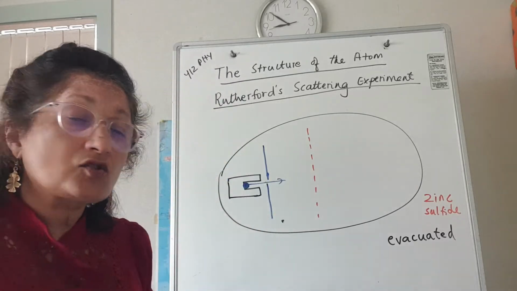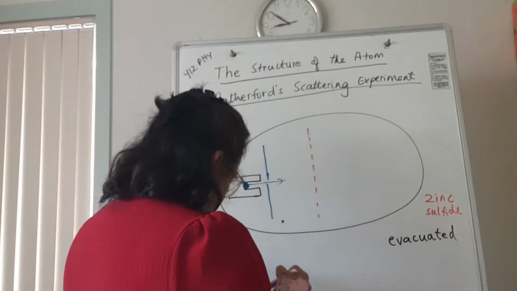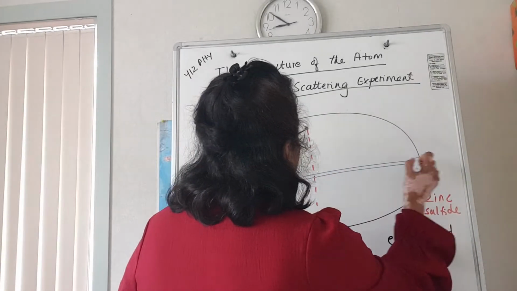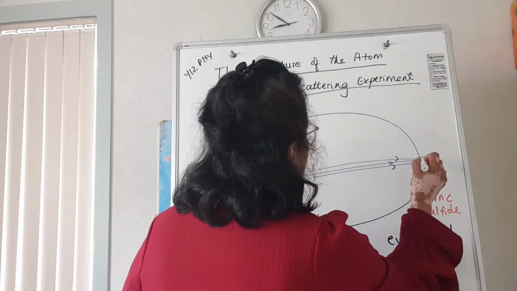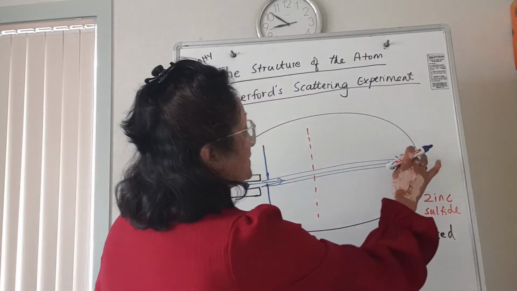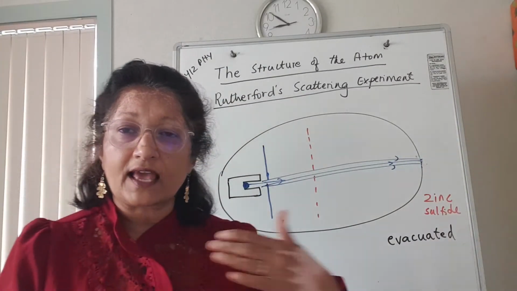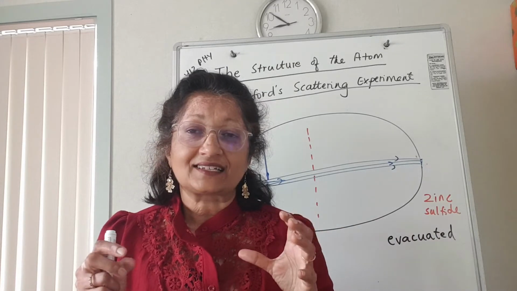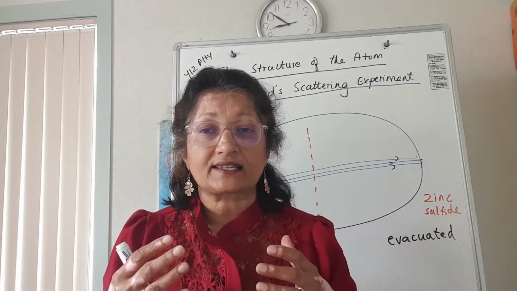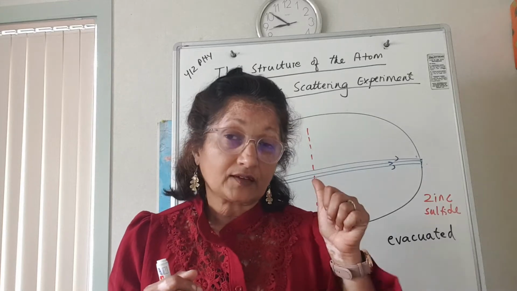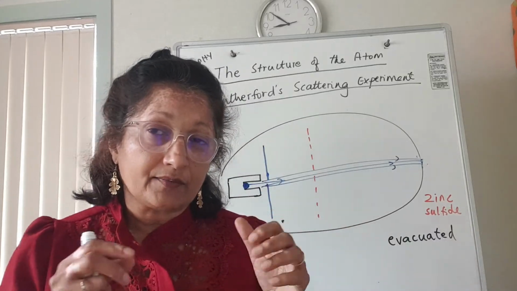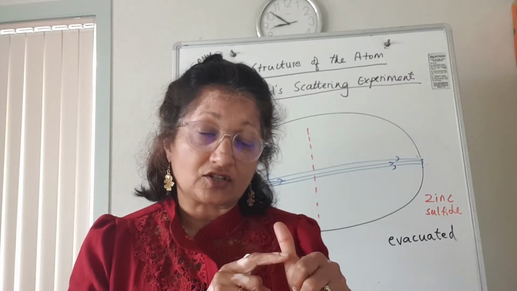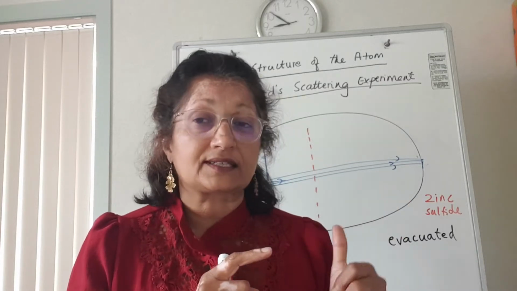So what he saw was that most of the alpha particles went straight through. So they went undeflected, the majority of them. So he saw all these spots over there. Because most of the alpha particles went straight through, his conclusion was that most of the gold atom is empty space. That was his first conclusion, because it didn't encounter anything. So most of the alpha particles went straight through was what he observed, his evidence.